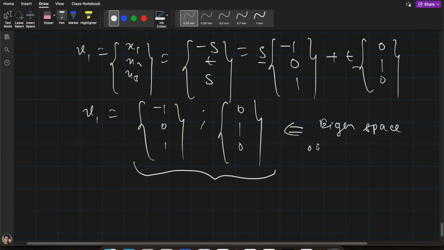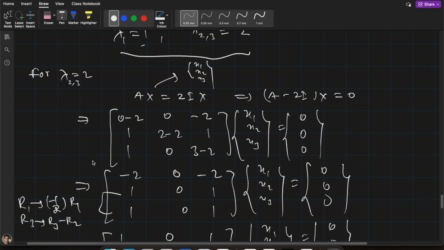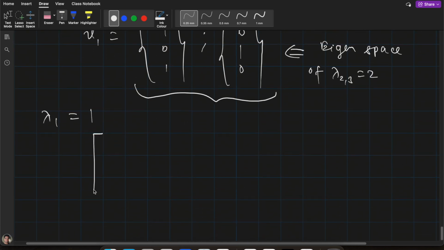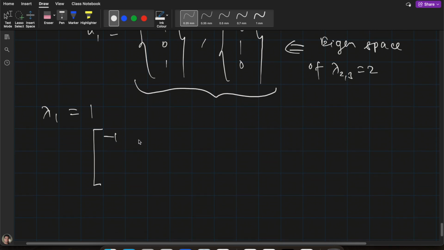Eigenspace of lambda 2, 3 equal to 2. Now I have another eigenvalue, that is lambda 1 equal to 1, okay? Now again do the same thing. You will get -1, 0, same thing.